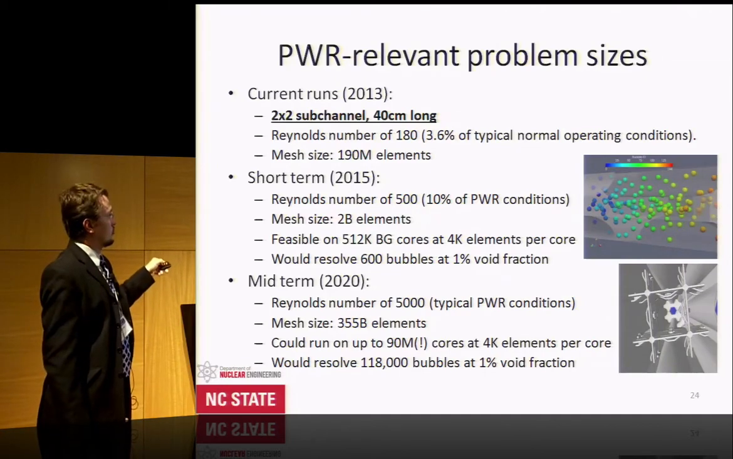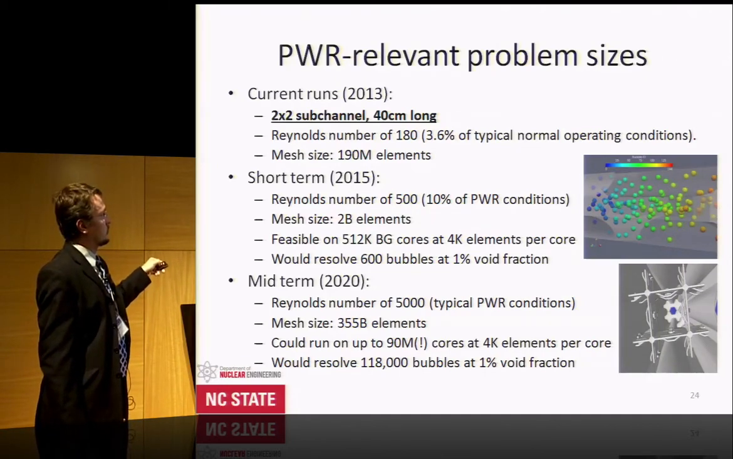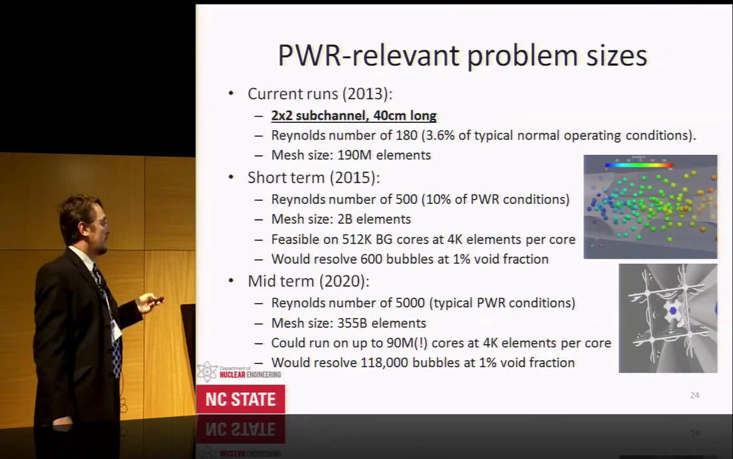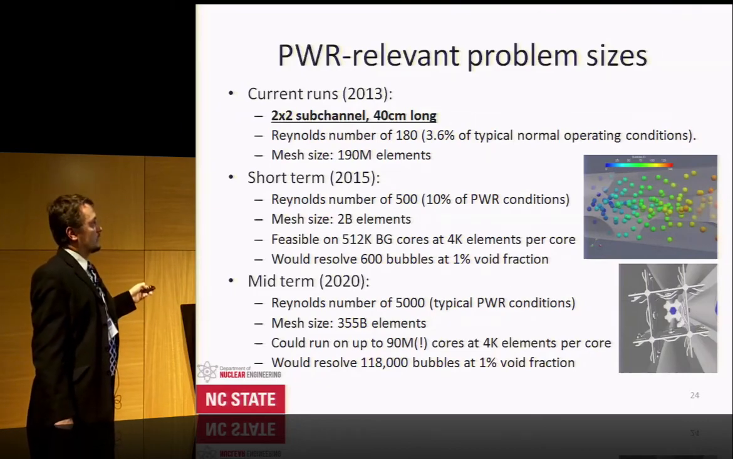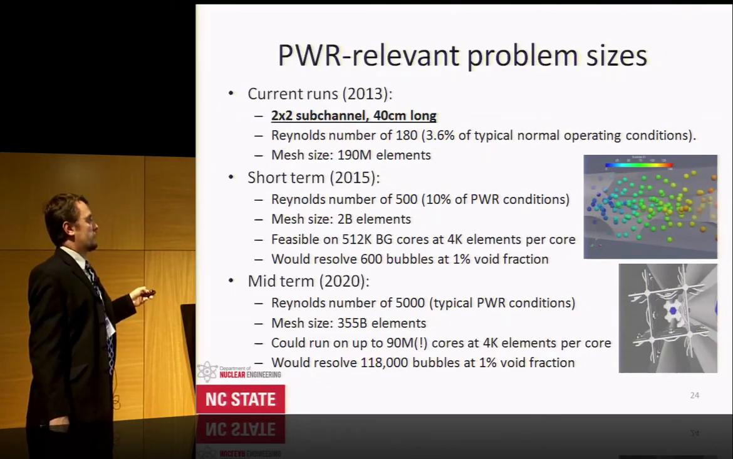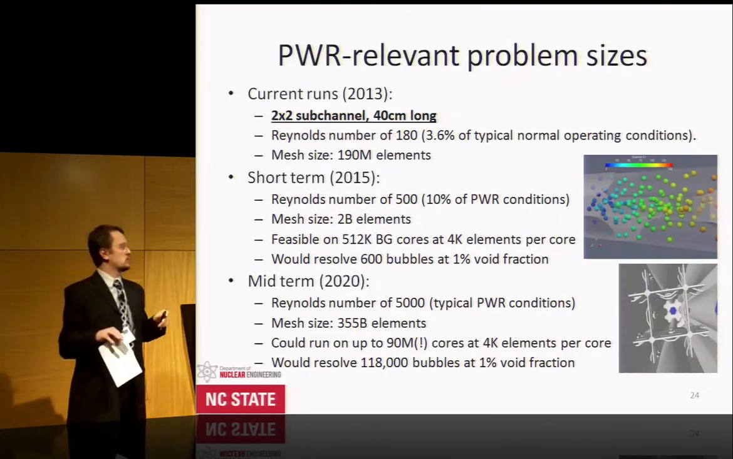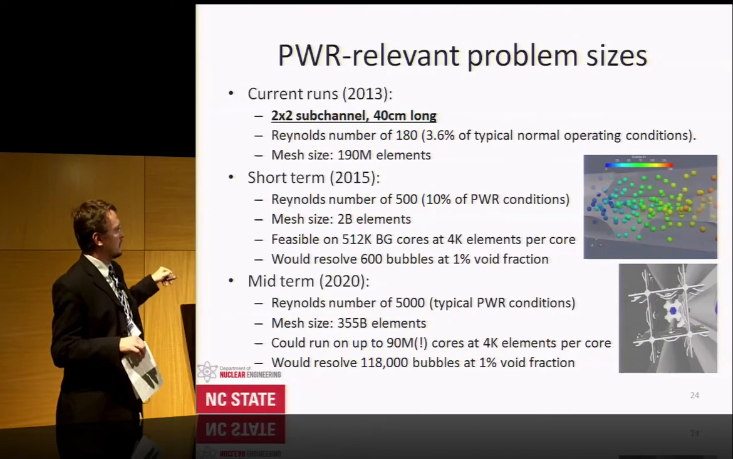Now, the mesh I showed you was 190 million elements, and it was actually 3.6% of typical normal operating conditions in terms of the Reynolds number, and I mentioned those requirements. We can do something bigger, at a Reynolds number of 500, and by the way, this Reynolds number is based on friction velocity, for those who know what it is.